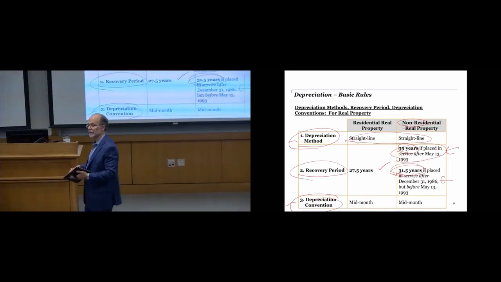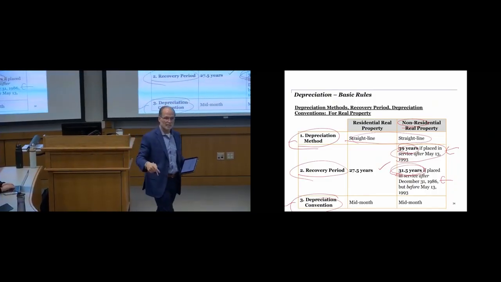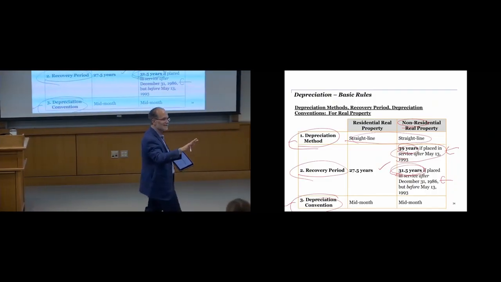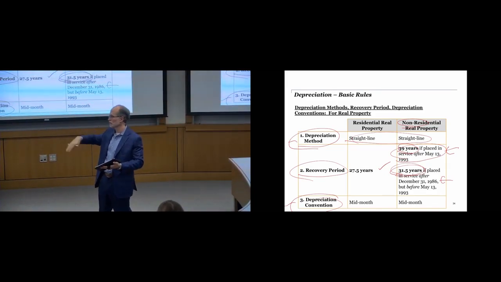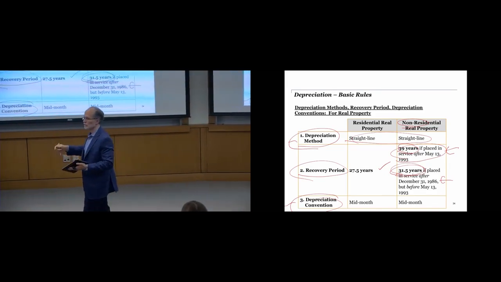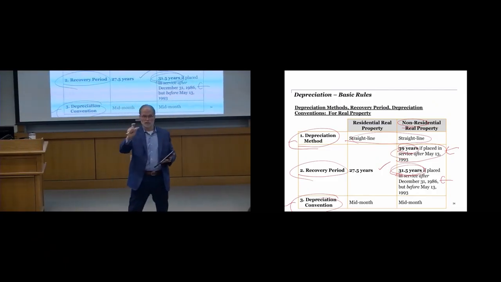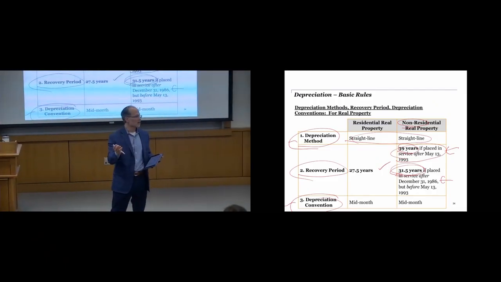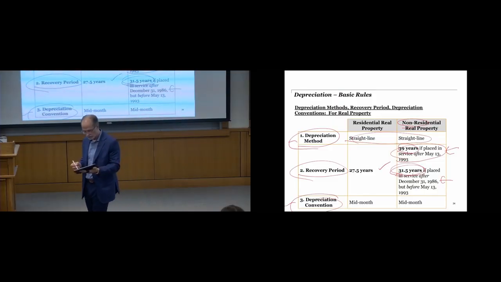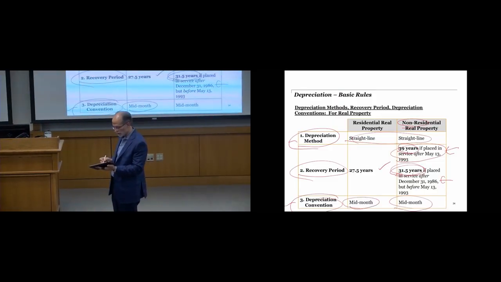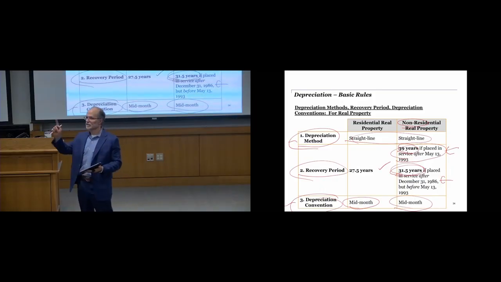That's an enormous amount of time, right? Almost 4 decades where I can recover this large outlay through taxable income. Okay? You'll see in what I mentioned about the new category how we greatly change that for certain types of non-residential real property. And then my depreciation convention, they just tell us it's mid-month.